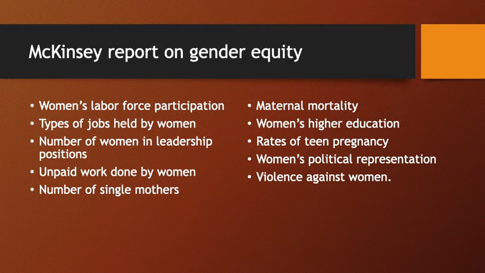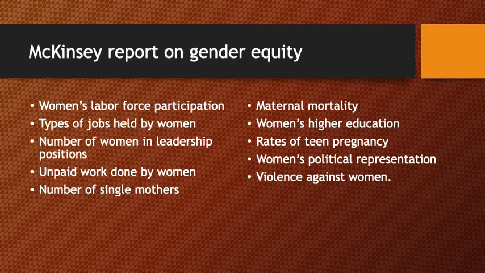Well, here's a McKinsey report on gender equity, which is, I think, a very interesting and a very timely finding. They look at some 11 aspects of gender equality: women's labor force participation, the types of jobs held by women, the number of women in leadership positions, the amount of unpaid work done by women, the number of single mothers, the level of maternal mortality, the participation of women in higher education, rates of teen pregnancy, women's political representation, and violence against women. The McKinsey investigation examines these 11 different characteristics, and on that basis, they give a rating for each state in the United States of the level of gender equity.